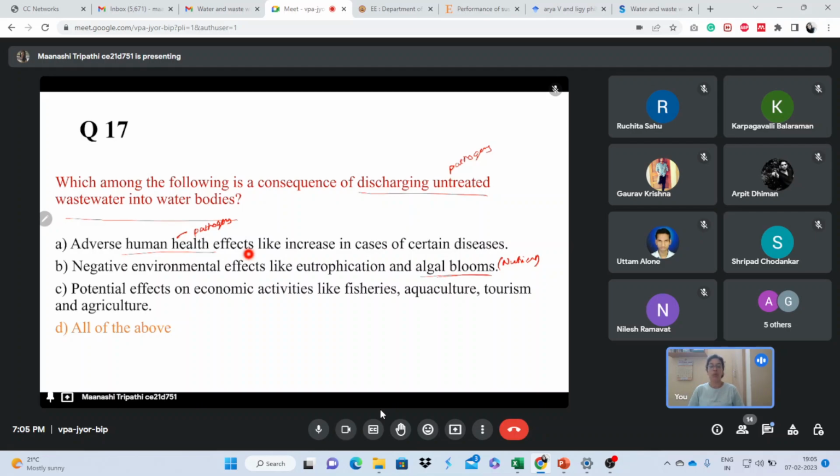If a tourist is coming and sees black or green water, they won't go inside, and it won't look good as well. That is why the economy will be reduced. There are no fishes, so fisheries are gone, aquaculture is gone, and tourism and agriculture I already explained. So all of these are the harmful effects of eutrophication from discharging untreated wastewater into the water body.